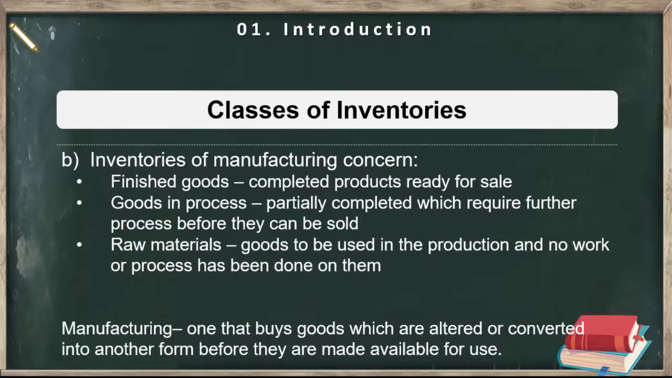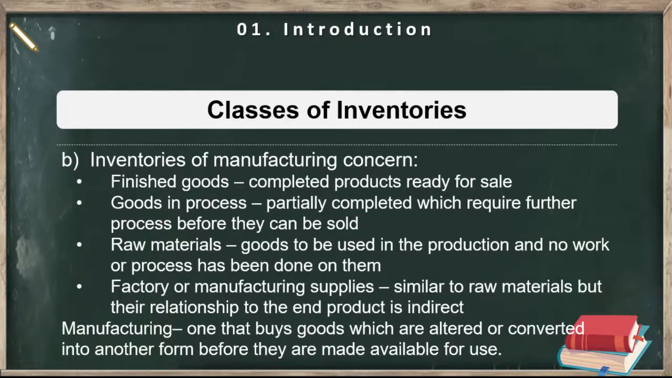And the raw materials, these are the goods to be used in the production and no work or process has been done on them. So they are materials, not yet converted, not yet started even a little. So this would be referred to as the raw materials.